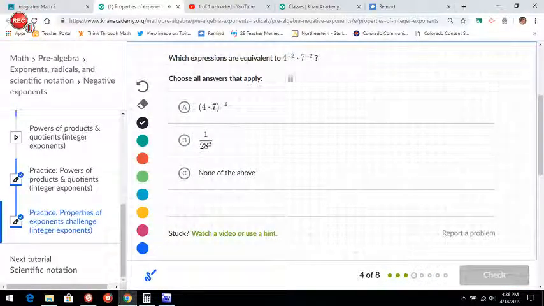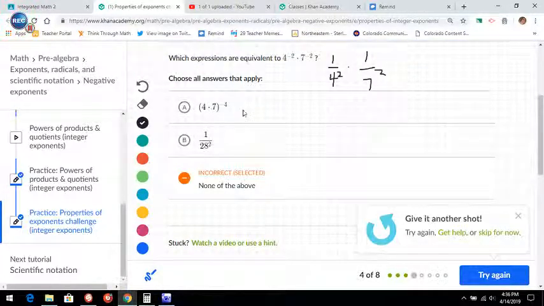Okay, multiplying powers, but the bases are not the same. So this is going to be 1 over 4 squared times, and I'm looking at the answer choices as I write this, 1 over 7 squared. That is not 1 over 28 squared. That's a mistake. But this, no, this is not going to work either. None of these are going to work. This would be 4 to the negative 4 times 7 to the negative 4. None of these are correct.